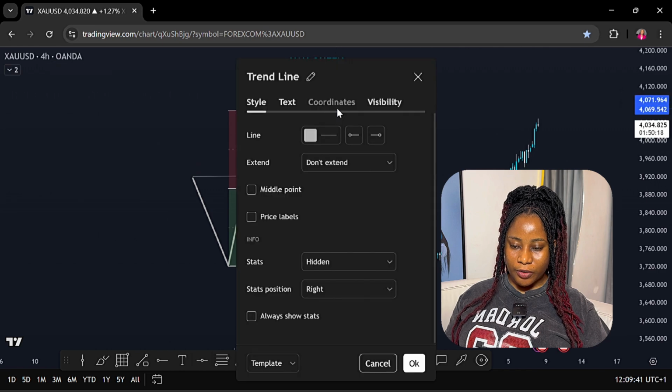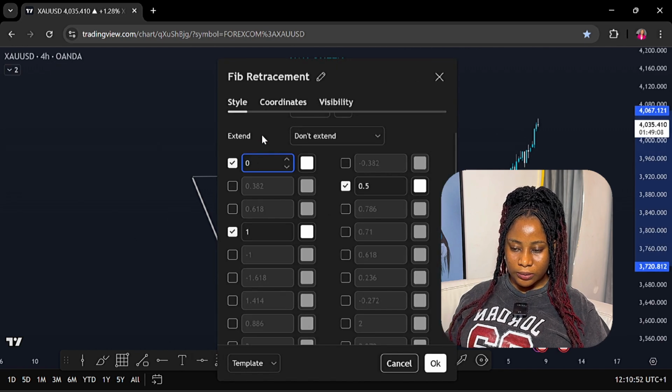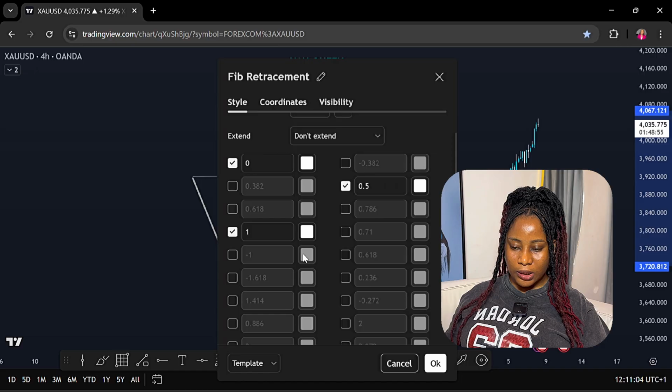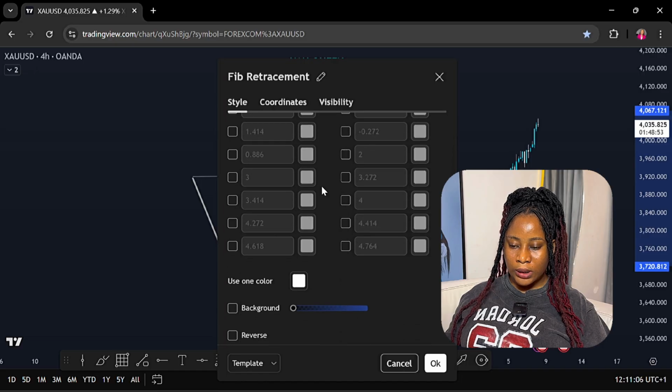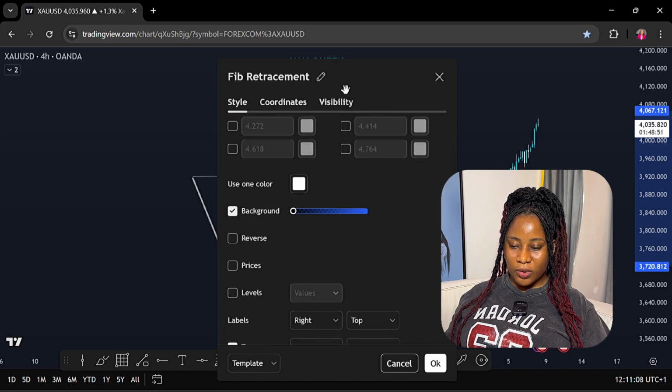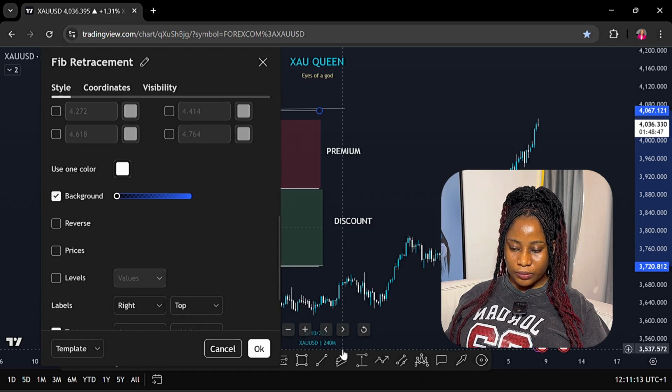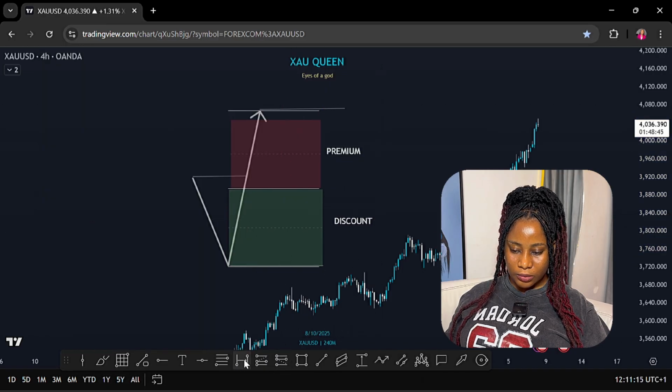Okay, sorry, before we proceed, for the fib setting, it should be 0, and check every other one aside from this 0, 1, and 0.5. And then change the colors, just make it one color. I just tap here, change the color, make the 3 of them one color. And then, if you want to add background, let me show you. Let me try another fib, sorry.